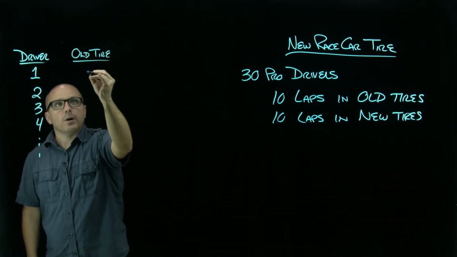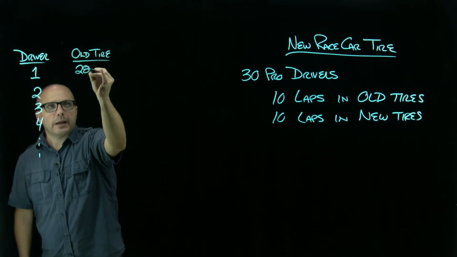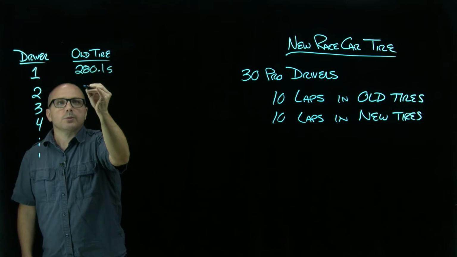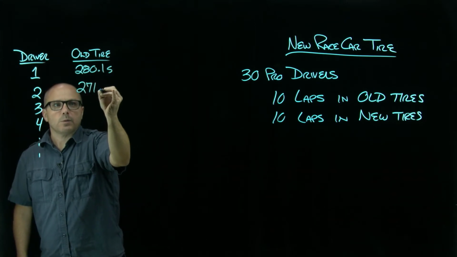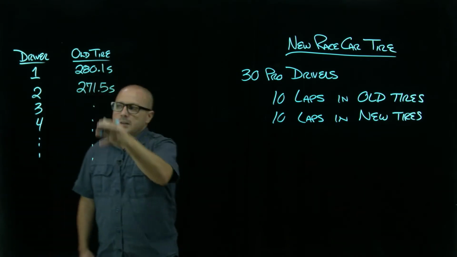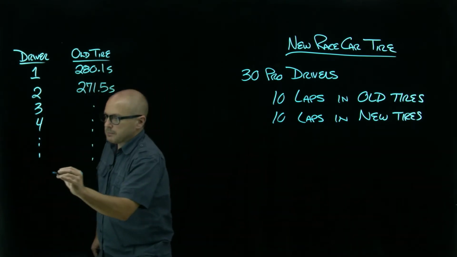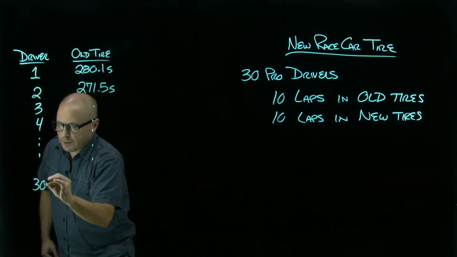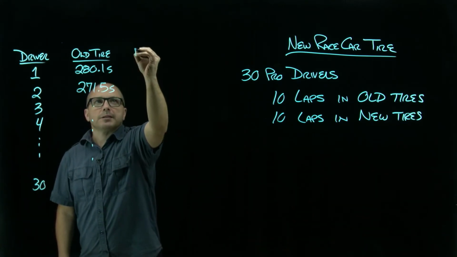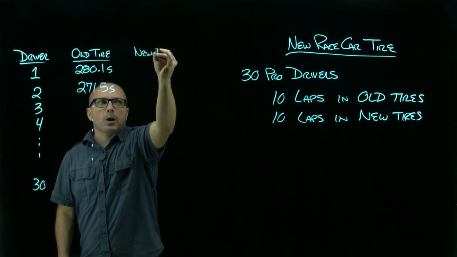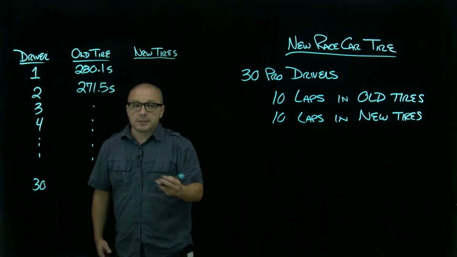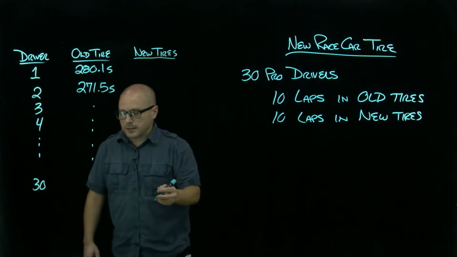Let's say driver 1, say it was 280.1 seconds. Driver 2 was 271.5 seconds, and so on. We would have times for all 30 drivers here. And then we would time them on 10 laps going around, same car, only change is the tires. Keeping the same driver is the key here.